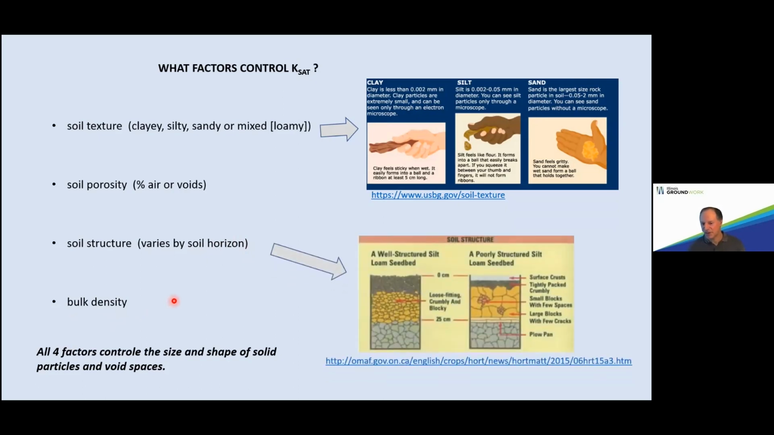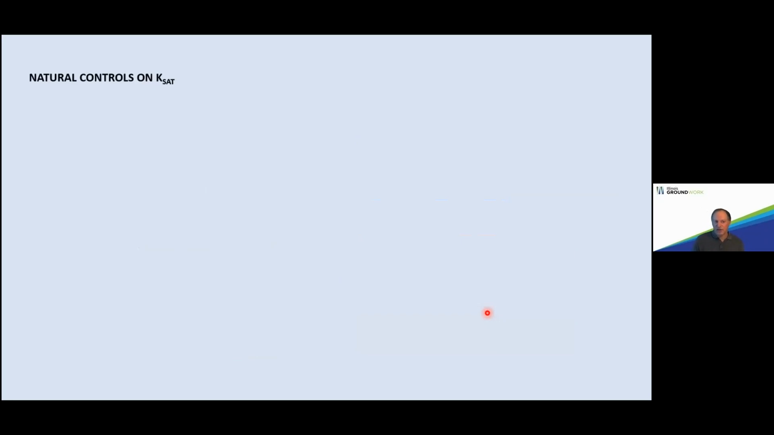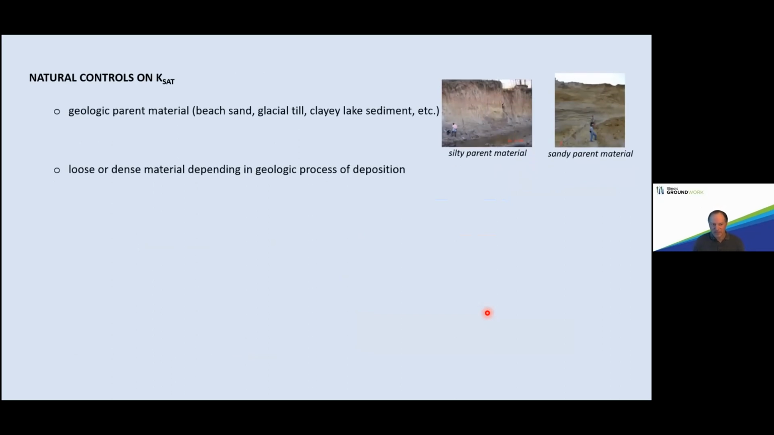So here's an example showing a well-structured soil profile where water can flow easily through it, and a poorly structured, perhaps compacted one where infiltration is going to be reduced due to poor soil structure. So moving on to what really controls those factors in the natural condition, and then later human impacted. So natural controls on those factors would be the geological parent material, whether you have a beach sand, a glacial till, which is common in Illinois, or a clay lake sediment.